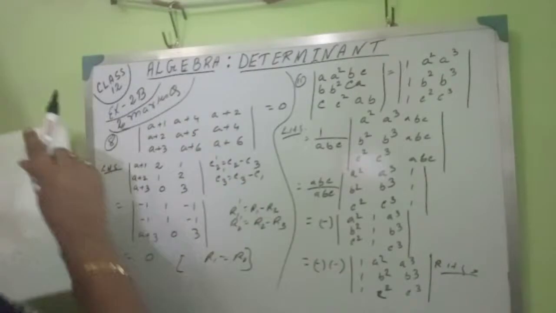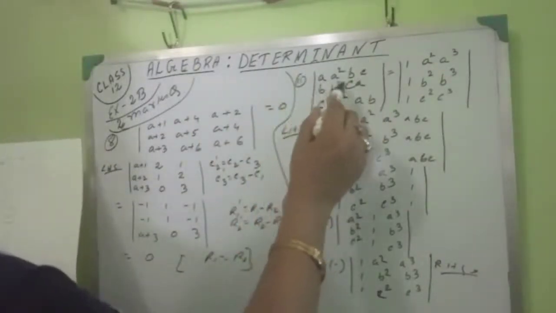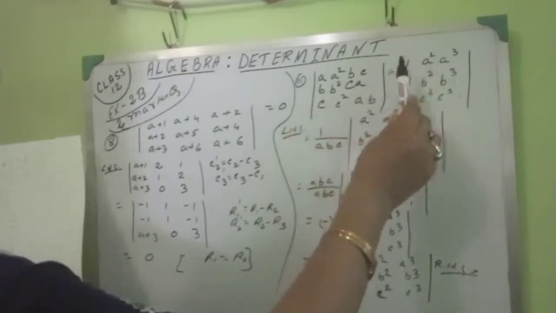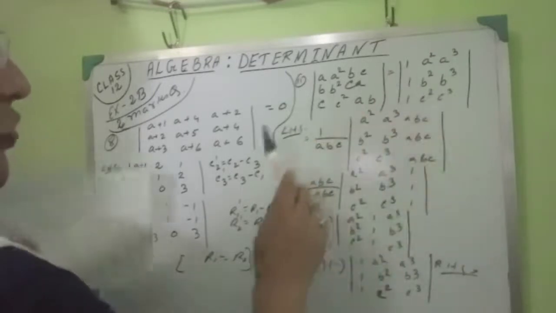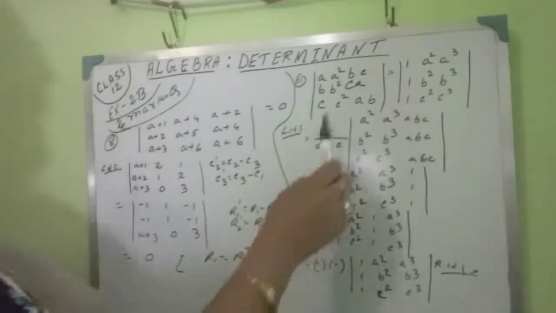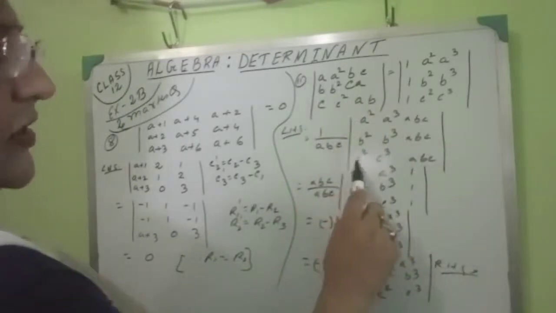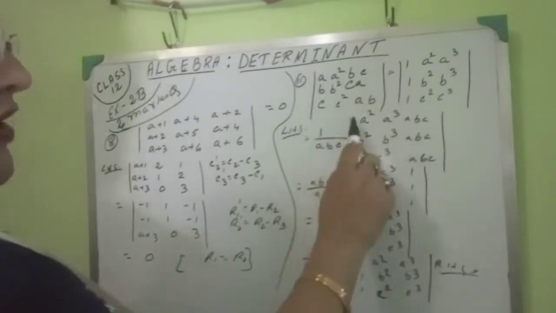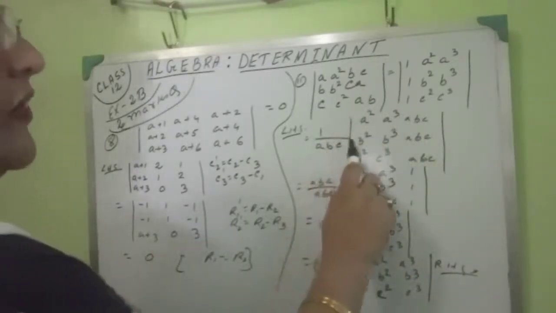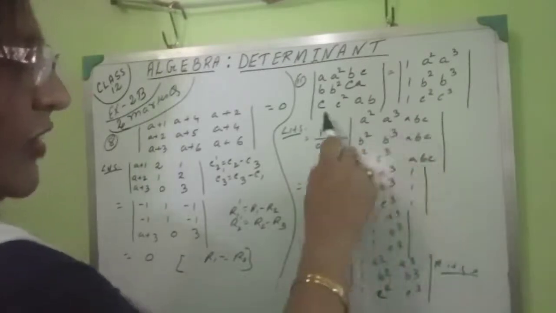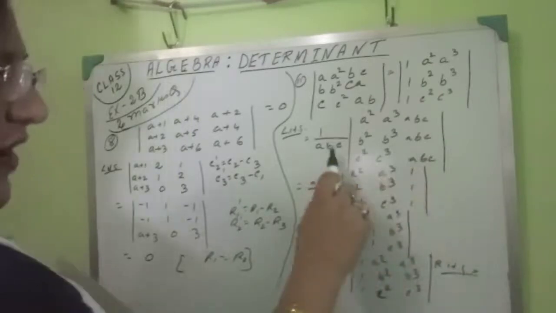Next, sum number 11. What's the question? A square, BC, B square, CA, C square, AB is equal to 1, A square, A cube, 1, B square, B cube, 1, C square, C cube. This only we have to prove. Now, let us multiply the first row with A, the second row with B, and the third row with C. When we multiply the first row by A, we have to divide by A. When we multiply the second row by B, we have to divide by B. Multiplying the third row by C, we have to divide again by C.